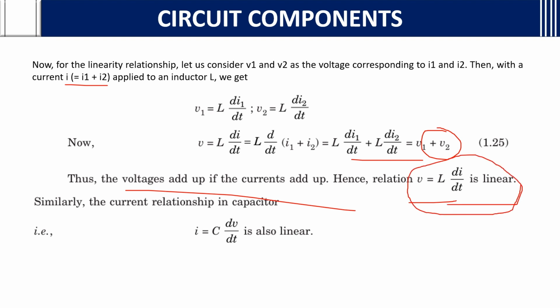Similarly, this is the voltage relationship in an inductor. The current relationship in a capacitor, which we have studied before, is i equal to C dV/dt, and that is also linear.